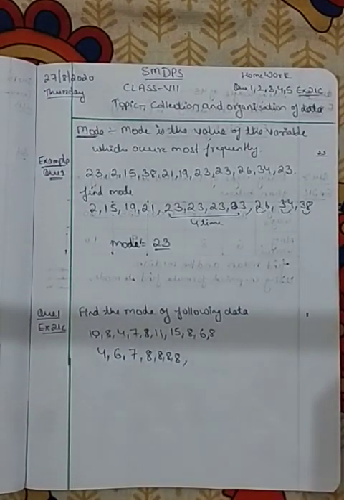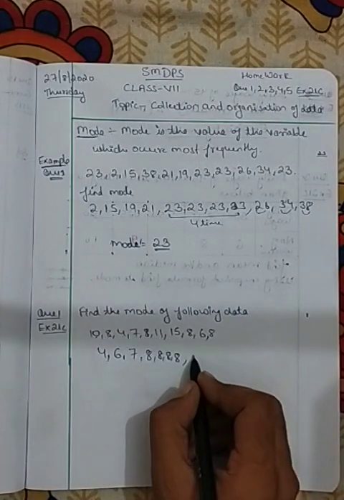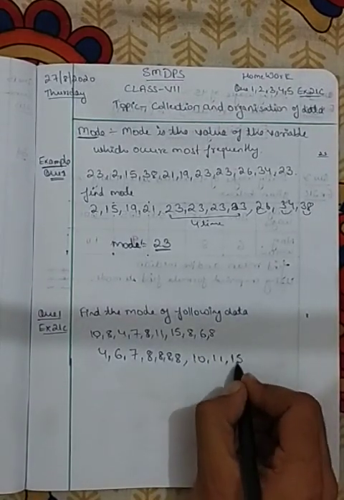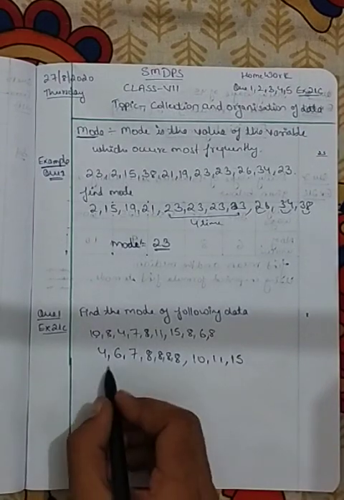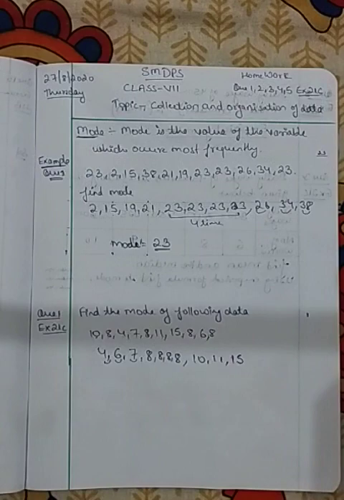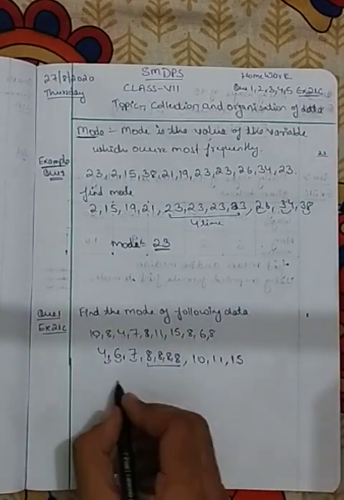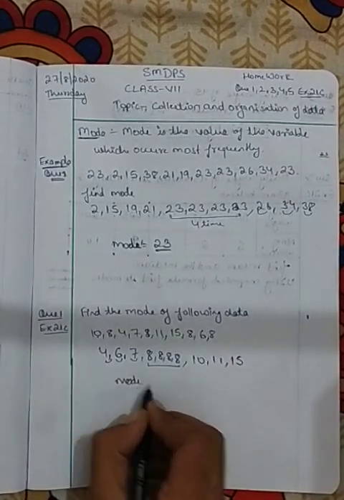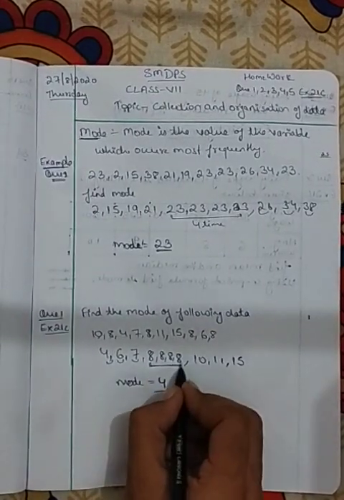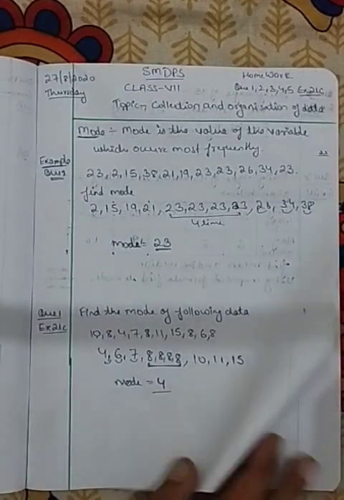After that we have 10, 11, then 15. So you can see 4 is occurring one time, 6 is occurring one time, 7 is occurring one time, 8 is occurring 4 times. So mode will be 8, the observation that is occurring the most.